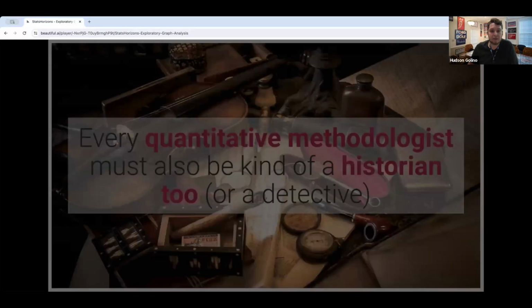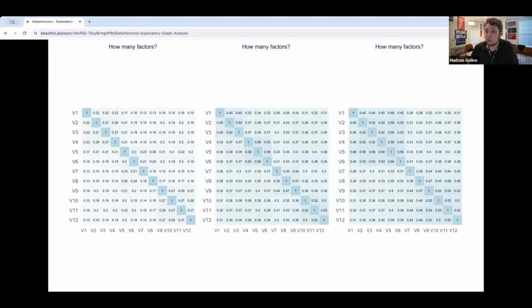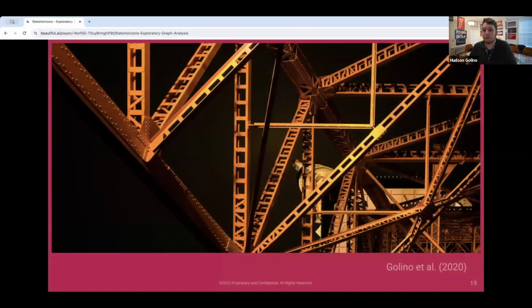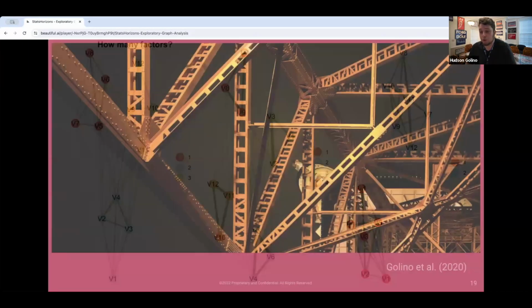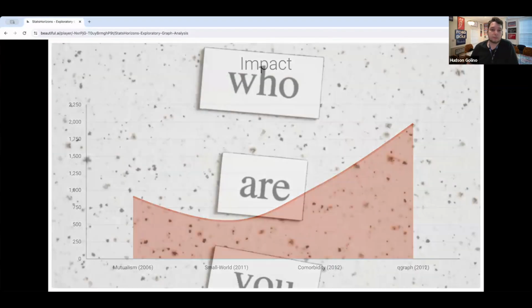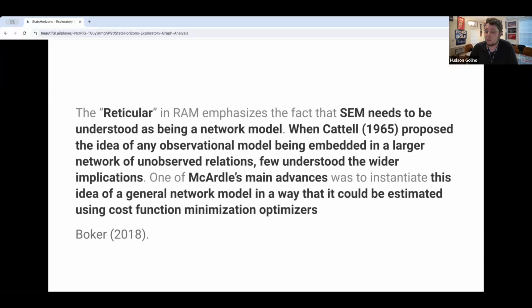So let's go back here a little bit to the first guessing game. Basically what Jack McArdle was thinking about in terms of structural equation modeling in 1978 was to go from here to here, and not going from zeros and then you add coefficients in the matrix based on your theory, which is the usual approach in structural equation modeling. So this was quite remarkable, but the problem is that we didn't have the mathematical tools or the computational tools to do that in the 70s.